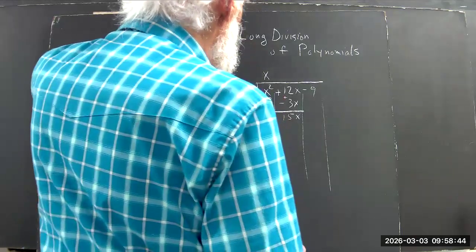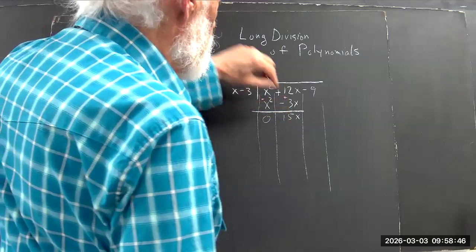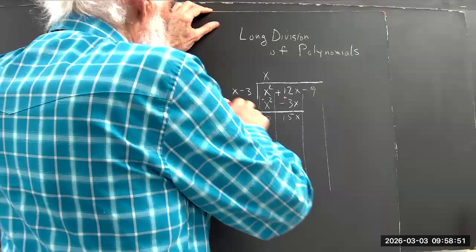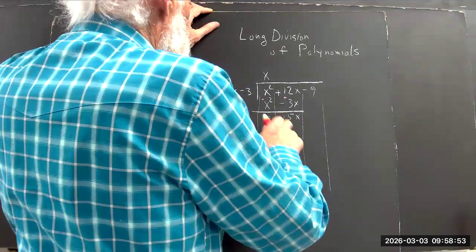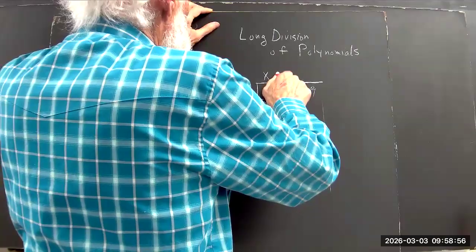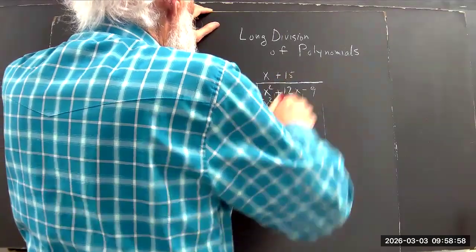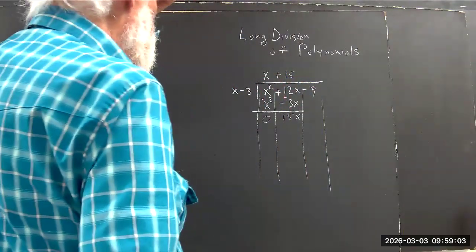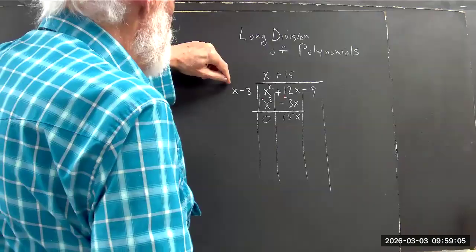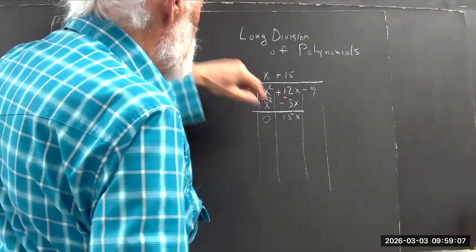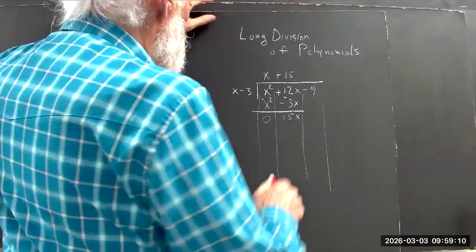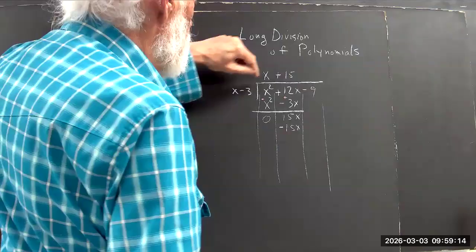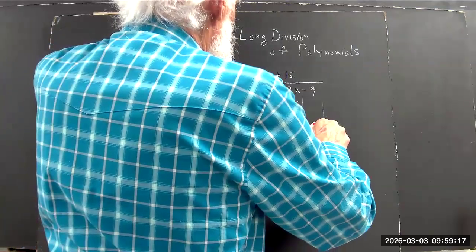Okay, now I've got the 15x. I want to divide x minus 3 into 15x. Okay, well, leading term is x, and we got 15x. X goes into 15x 15 times. So we're going to put plus 15 above the 12x. Then we have to multiply 15 by x minus 3, put it down below. 15 multiplied by x gives us negative 15x. And 15 times negative 3 gives us negative 45.